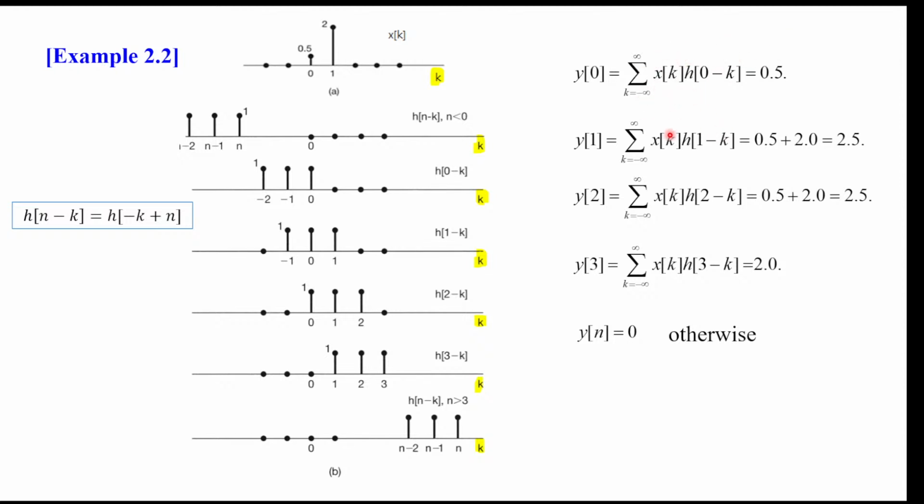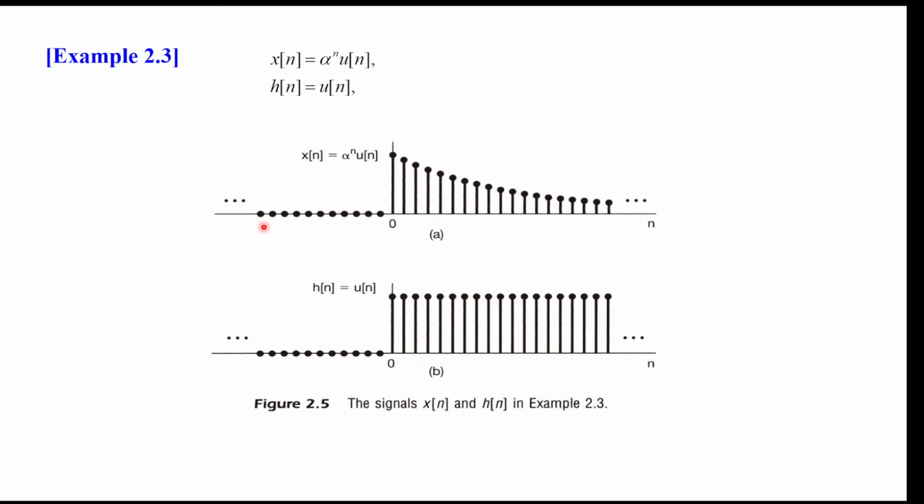So this summation is non-zero only when x of k and h of n minus k have non-zero overlap. And so we slowly increase n to see when x of k and h of n minus k have overlap, and then we can do the calculation.